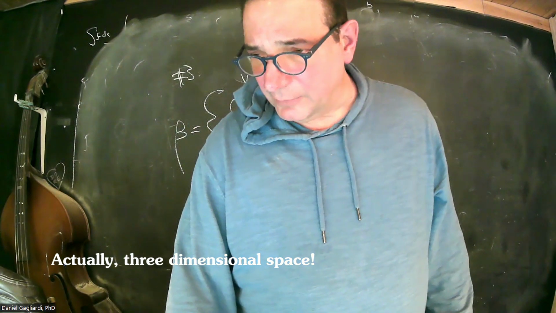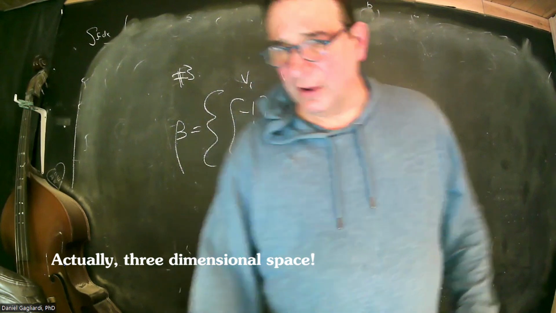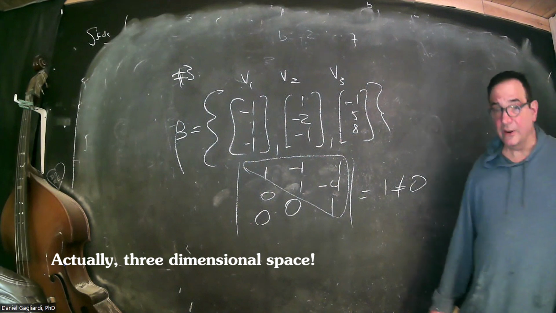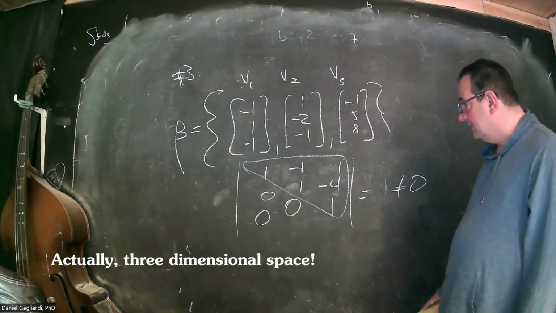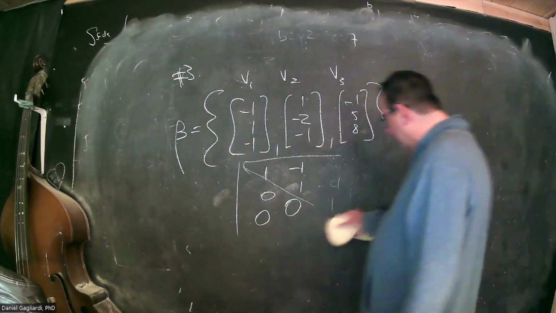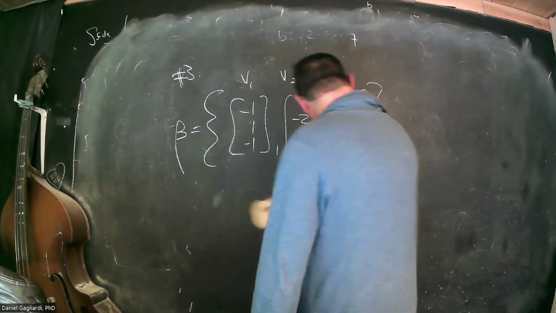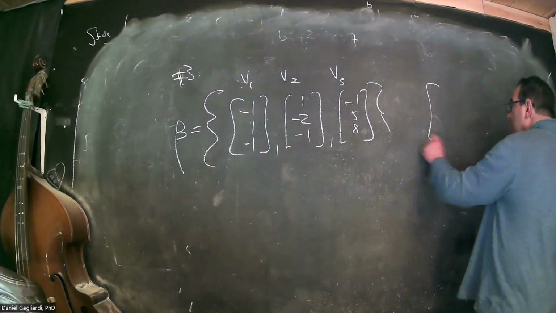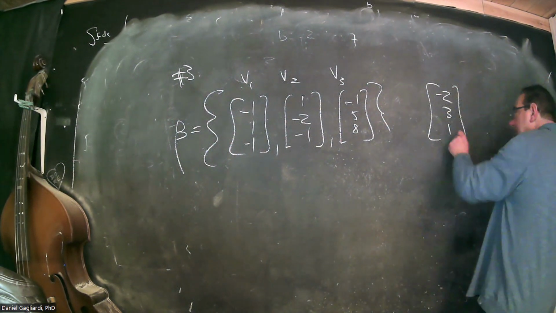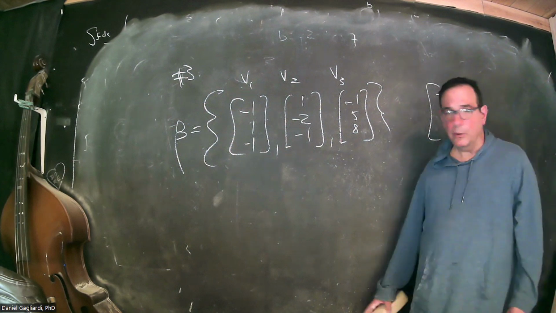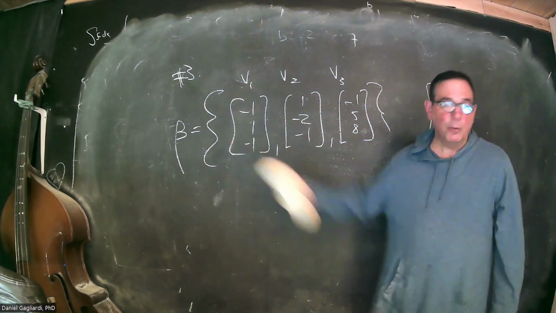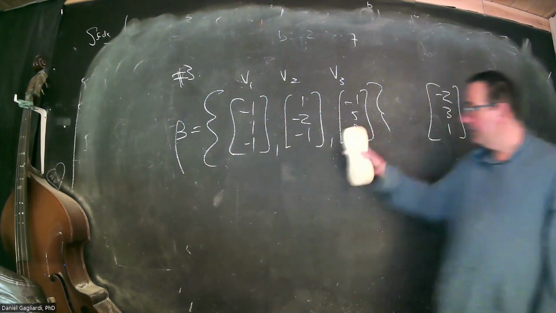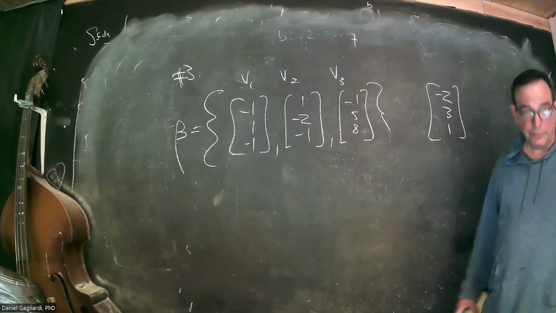Oh, okay. So now that we know that this is a basis of two-dimensional space, what we'd like to do is find the coordinates of a target. All right? So let's create a target. We have a target vector of -2, 3, 1. That's our target vector. And what we want to do is find constants. We know they're going to exist because we know this is a basis. So we want to find constants that get us to the vector -2, 3, 1.